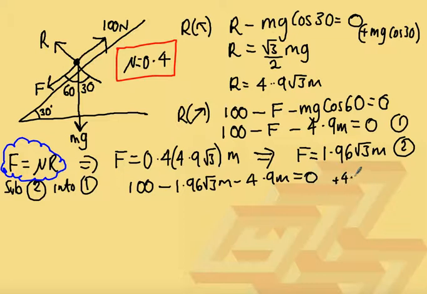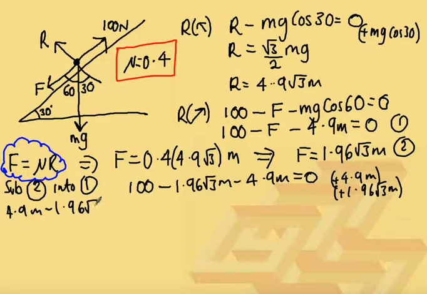I'm going to add 4.9m to both sides, and I'm going to add 1.96 root 3m to both sides. So we get that 4.9m minus 1.96 root 3m equals 100. Now you could, if you wanted to, at this point find a numerical amount for 4.9 take away 1.96 root 3. This is just the same as having 5m take away 2m. It's just that I've got expressions using surds.